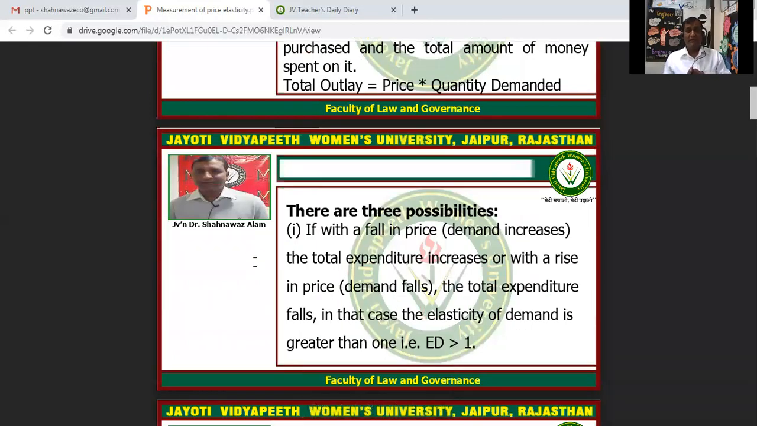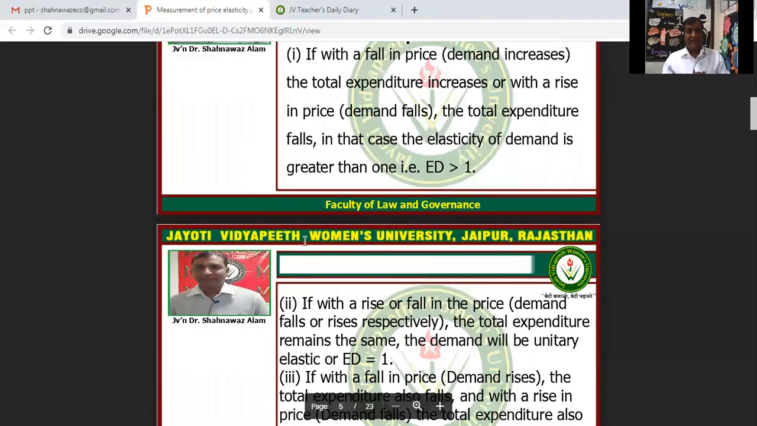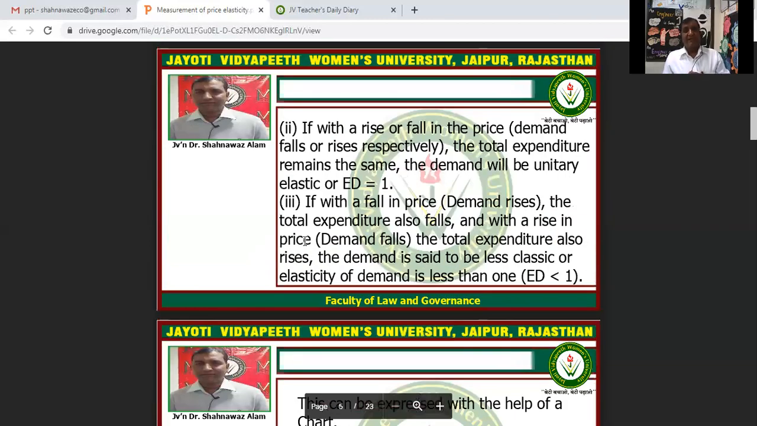There are three possibilities. First, with a fall in price, demand increases and the total expenditure increases, or with a rise in price, demand falls and the total expenditure falls. In that case, the elasticity of demand is greater than 1, that means elastic demand. Second, if with a rise or fall in the price, demand falls or rises respectively, the total expenditure remains the same, the demand will be unitary elastic.